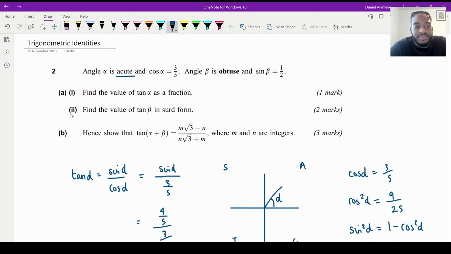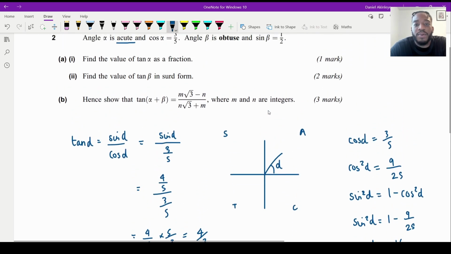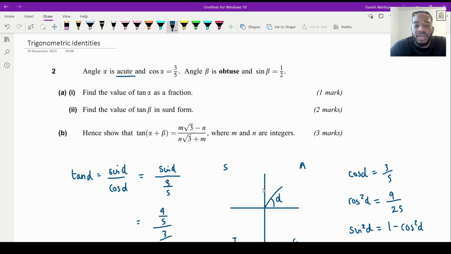Now we've got this one here. Tan beta, we need to find in part B. And they've told us that angle beta is obtuse, right? And they told us that sine beta is 1/2. So again, if angle beta is obtuse, then we know that means it's between pi/2 and pi, or 90 and 180 degrees. So it's going to be around here. So the angle beta is going to be something like this here. And we know that sine beta is 1/2.